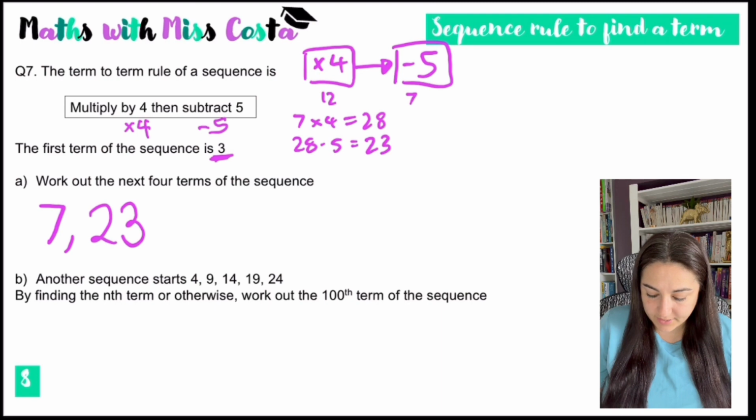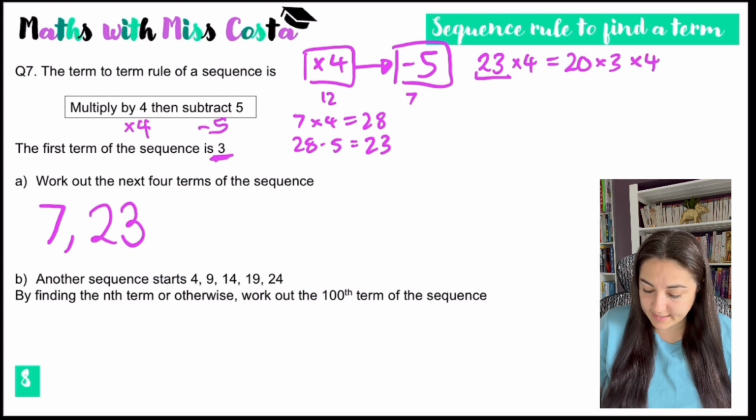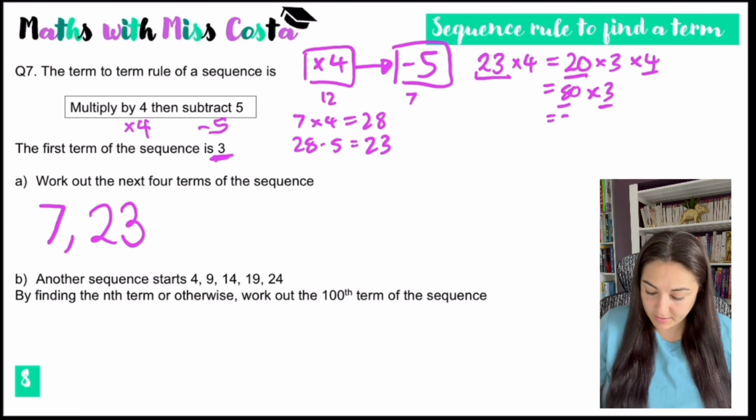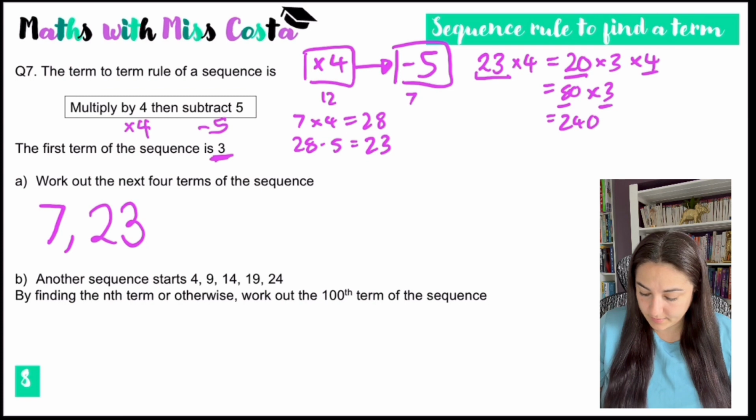I do 23 times by 4. And how could I do that? I could split 23 up into 20 plus 3, times by 4. Now I know 20 times 4 is 80. And then 8 times 3 gives me 24, and I add the 0. So the next term would be 240, take 5, which is 235.